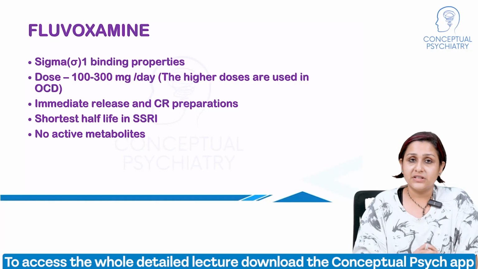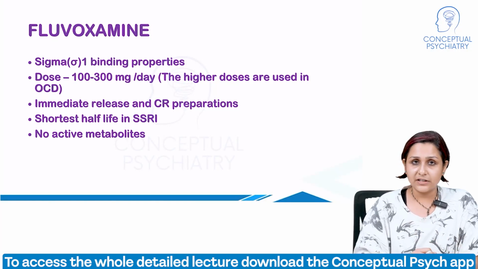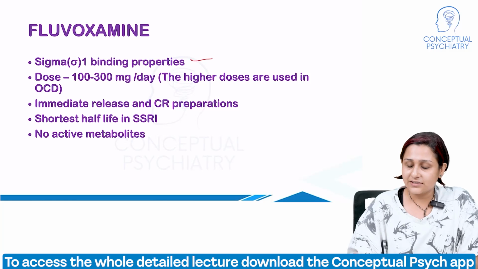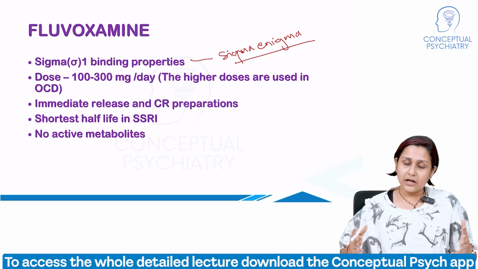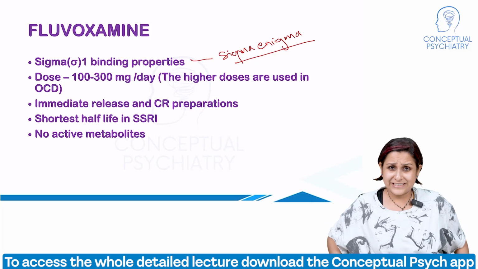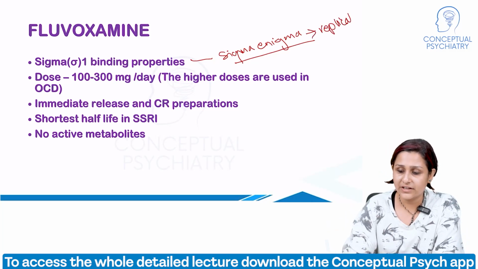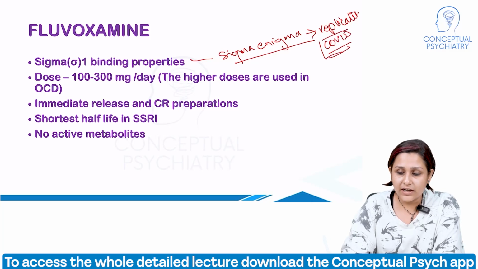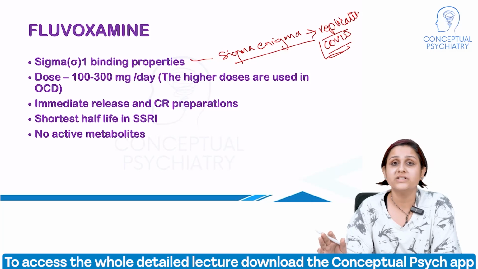Going on to fluvoxamine, this is a very, very important molecule. It has prominent sigma 1 binding properties, and there is a term called sigma enigma, which means that not only, as I said, is it used for anxiolysis and antipsychotic effects, but there are a lot of other properties which we have not as yet discovered, including replication of the COVID virus, which is why, as I will talk about later, it was often used initially to decrease the severity of COVID symptoms.